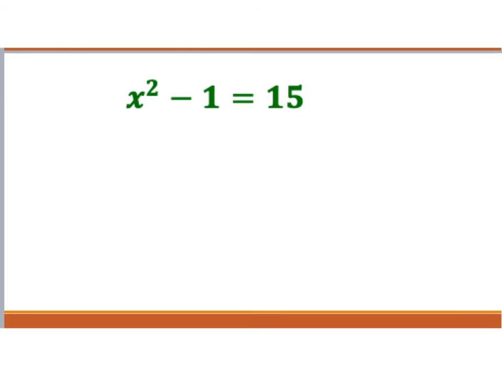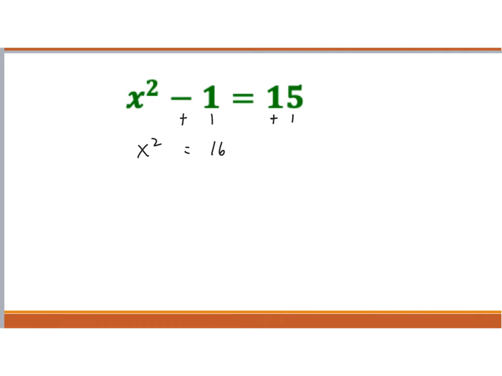Another example. This is slightly different because first, the right-hand side is not 0, but that's not going to be a problem. And the coefficient of x squared is 1. That's also not going to be a problem. That's actually making things a little bit easier. So first, let's undo. Again, we're isolating the variable x, so let's undo minus 1 first by adding 1 on both sides of the equation. So we get x squared is equal to 16.